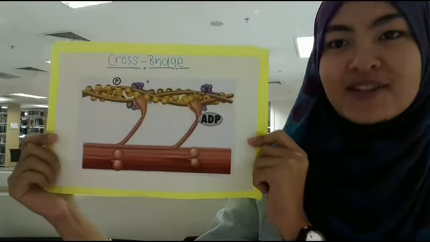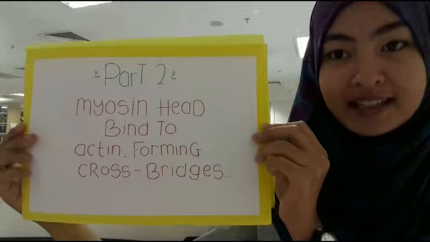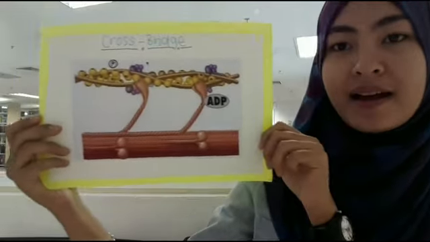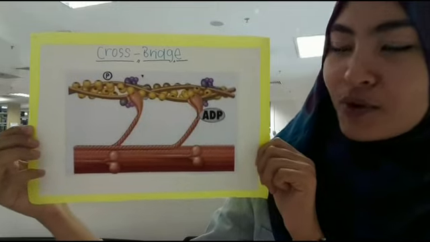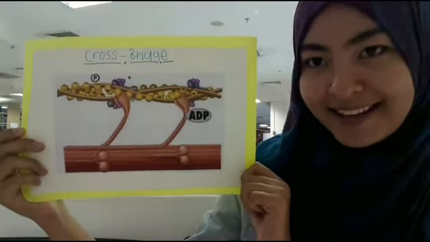So the second part is the cross-bridge stage. The myosin head binds to actin, forming a cross-bridge. As you can see, the head of myosin will bind to the exposed actin to form a cross-bridge, and the phosphate will be released from the myosin head.